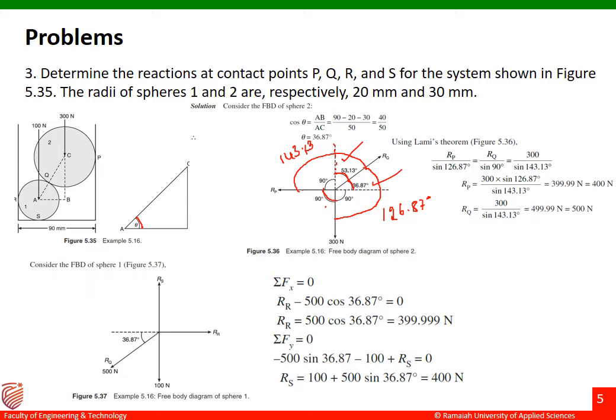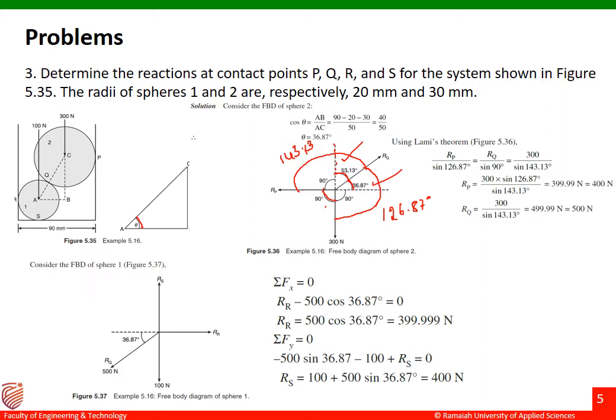There is one more unknown here, that is RQ. RQ is equal to 300 divided by sine 143.13 degrees, into sine 90. Sine 90 is 1. You'll get the answer for RQ as 500 Newton. So with the help of the free body diagram of sphere 2, we got the answer for RP and RQ.